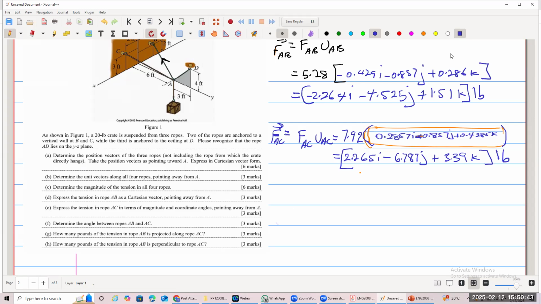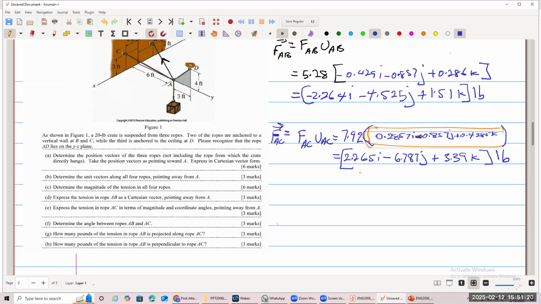So let's say express it in AC in terms of magnitude and Cartesian coordinate angles pointing away. So we need to find the coordinate angles. Can someone tell me how we find the coordinate angles? And that is our AC. So for the x angle, we use cos alpha equals the x component over the magnitude.